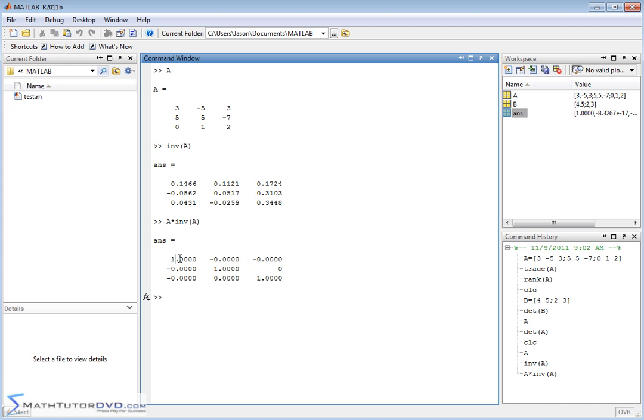So what you really should get back is diagonals with a 1 and zeros everywhere else. That's the definition of a matrix inverse. When you multiply it by the original matrix, you should get ones along the diagonal, and that's what we get here. So that's how you calculate a matrix inverse.